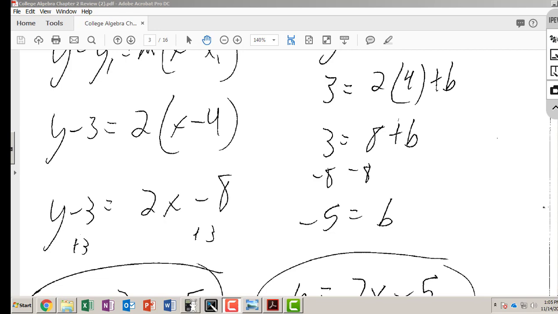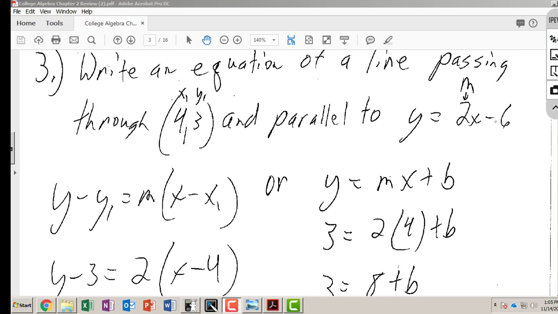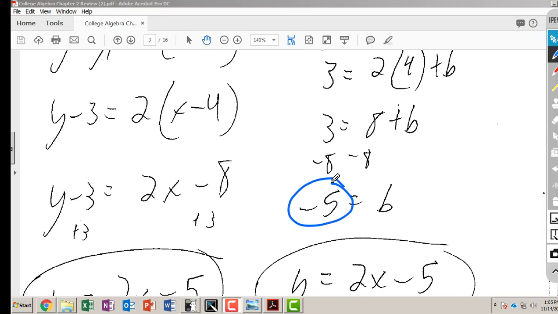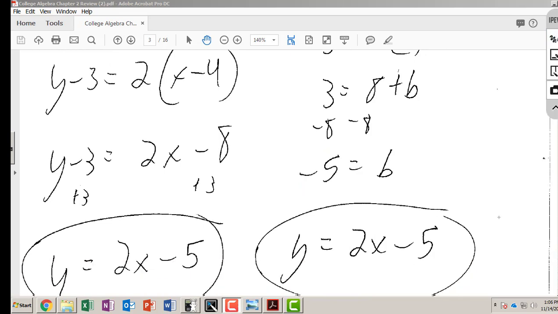So now notice my slope was parallel, so that's 2. And then I just found my y-intercept, which is -5. And I'm going to substitute in those values. So here's my slope, which was 2. Here's my b, which is -5. And you'll see you get the exact same answer.